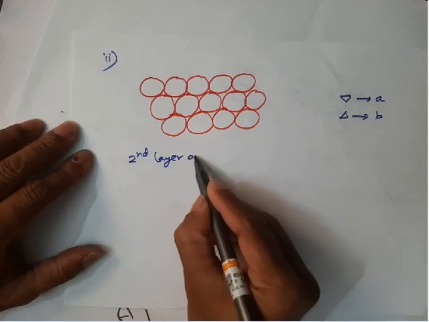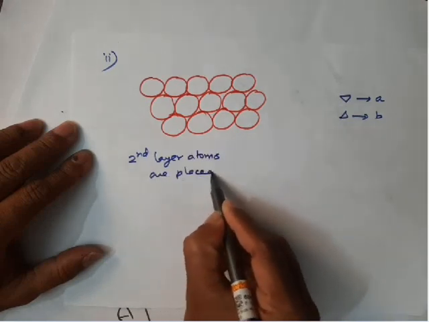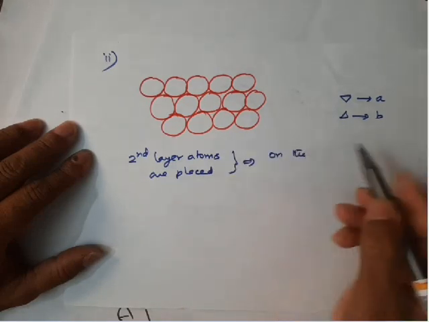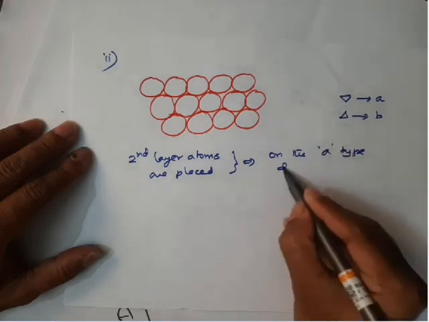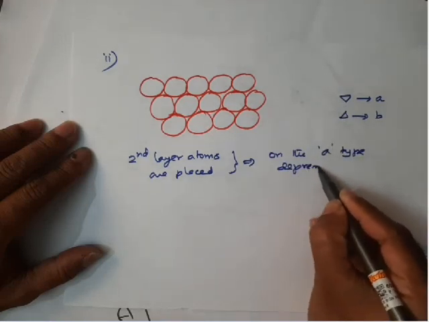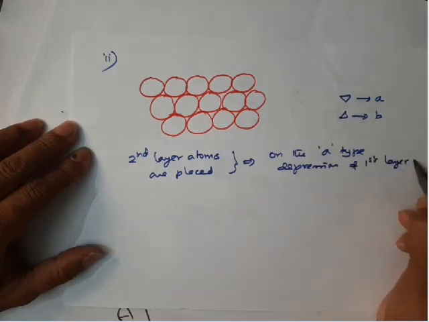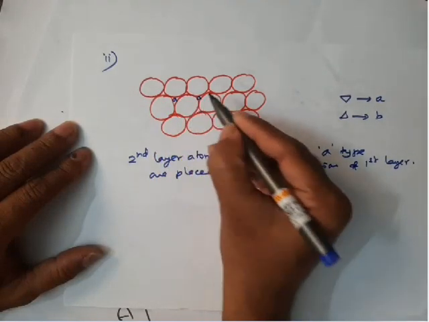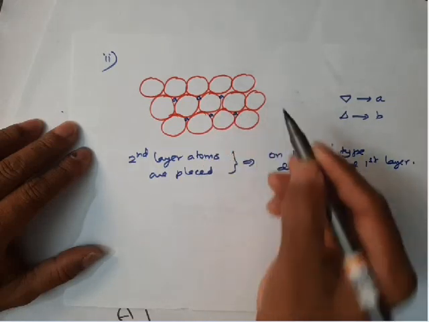Second layer atoms are placed on the A type depressions of first layer. So this is an A type depression. This is an A type depression. This is an A type depression. I am placing the atoms only on the A type depressions.